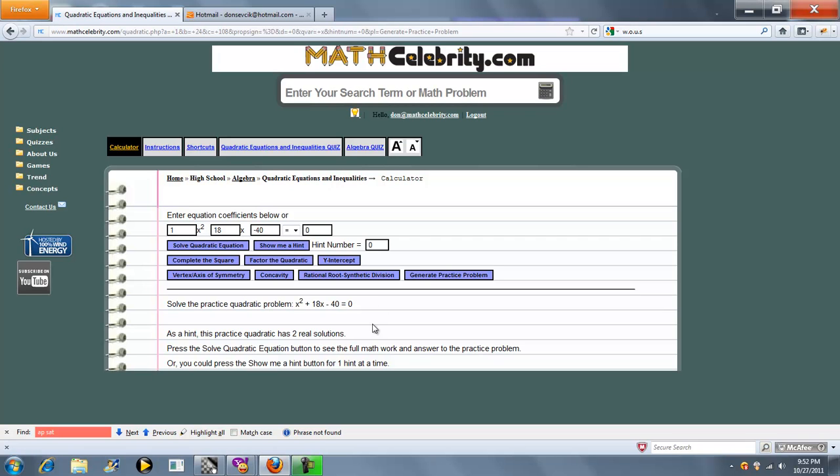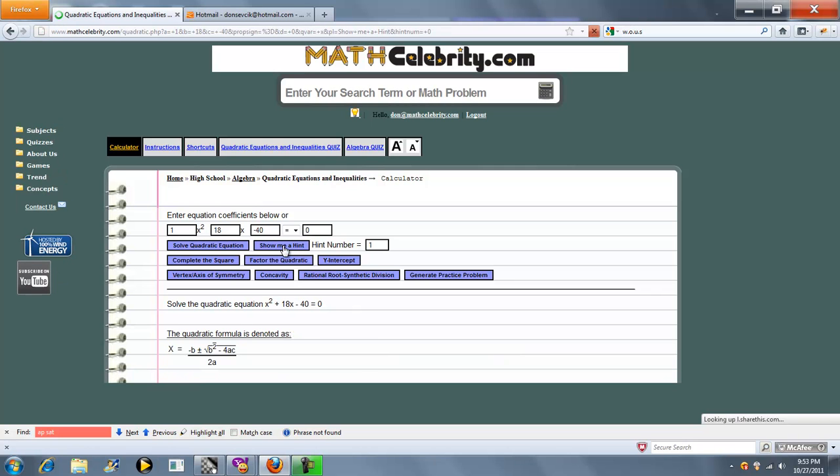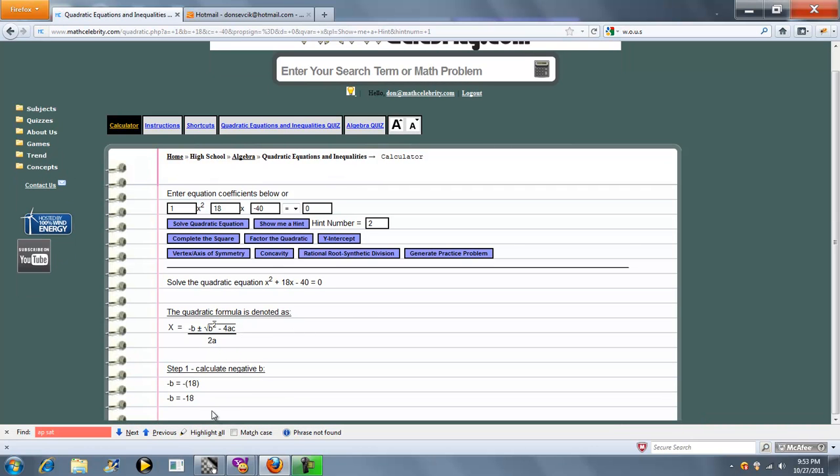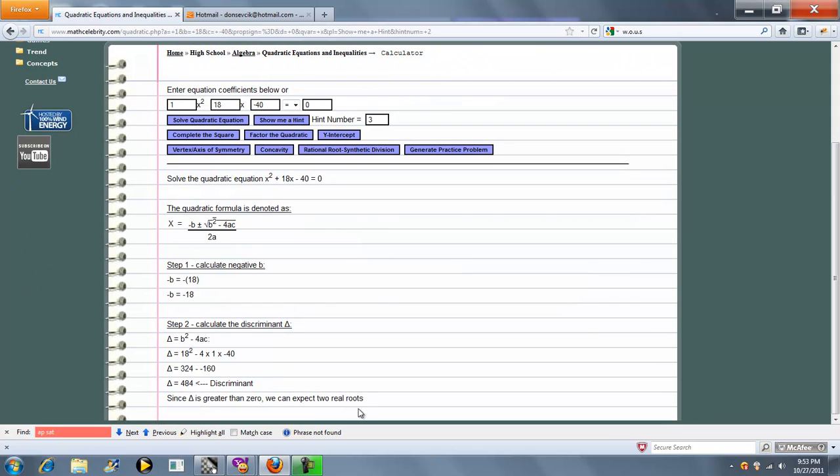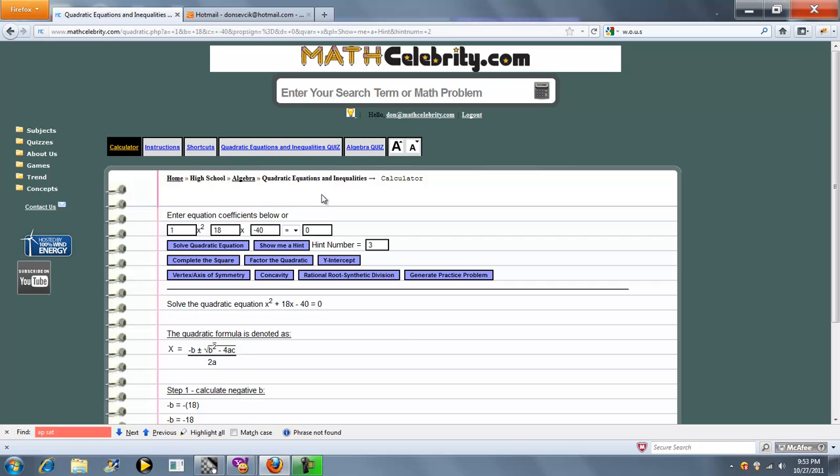Another cool feature that this lesson has is show me a hint. So it'll show you the first hint if you're solving the long way. Press show me a hint. It does another hint. Show me another hint. And it'll just keep giving you a sneak peek if you kind of want to test yourself. This lesson also has a quiz generator. For more information on that, go to our quiz generator link under this folder.